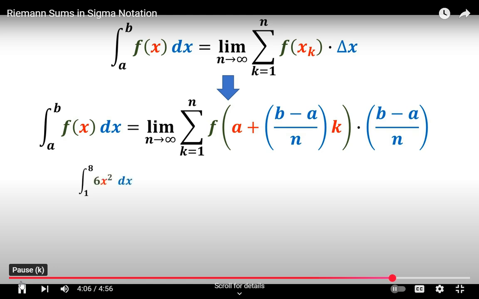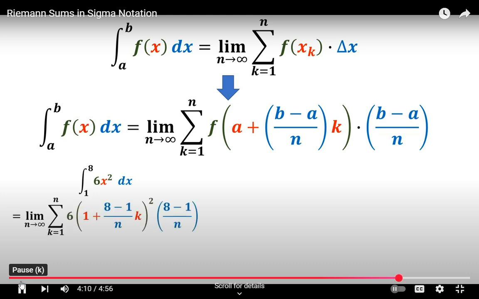Let's start with the definite integral of 6x squared from 1 to 8. We write the limit expression replacing x with a plus delta x times k, and then further replacing delta x with b minus a over n. Notice how the constant 6 stays put. We only need to change the x's, and we maintain whatever operations that the function f directs. Here is the simplified form of the sum.